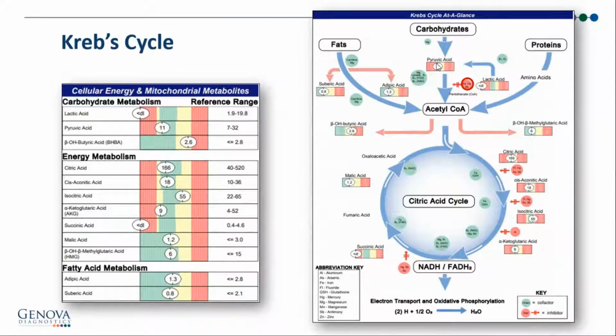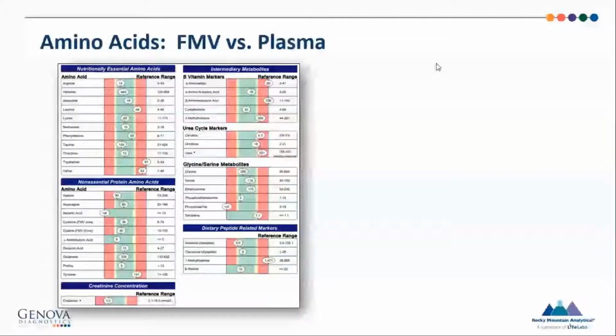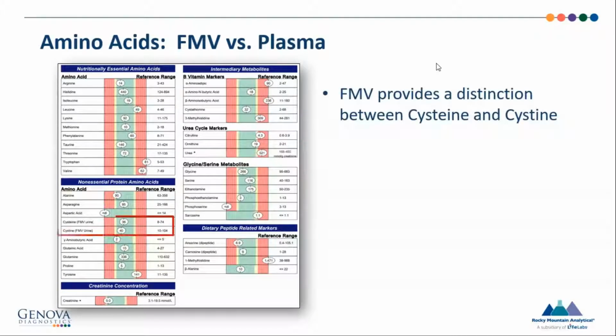But remember, too, the algorithm is going to make recommendations for us. Now, I mentioned earlier about amino acids as first morning void and plasma. So this is the first morning void, and it provides a distinction here of cysteine and cysteines. I'm going to go through some of the differences between first morning void and plasma, because, again, there are two types of NutrEval. There's the amino acids from first morning void or plasma. That's the only difference. So when you order a kit, you want to know which one of these you want.